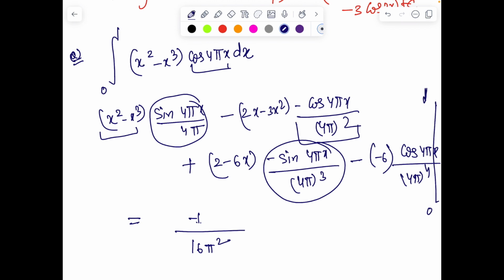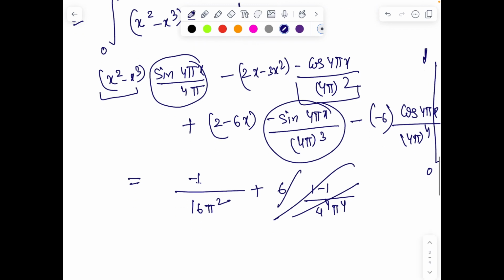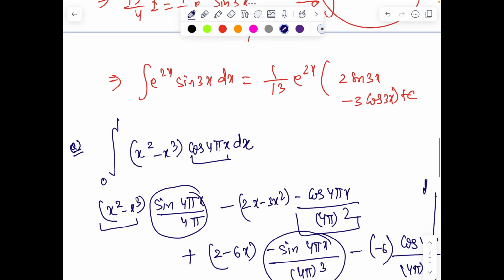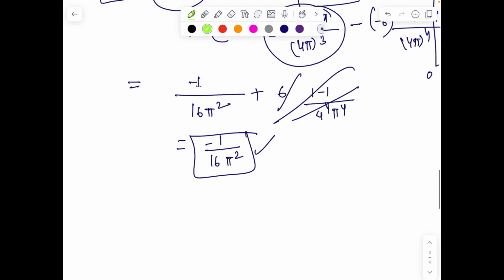And if we put the value, it's very easy because sine of n pi is 0, and plus 6 times of 1 minus 1 by 4 to the power 4 pi to the power 4. So this term goes, and the final answer is minus 1 by 16 pi square. So I hope you must have enjoyed the method, because otherwise, you would have to do integration by parts in a repeated loop.